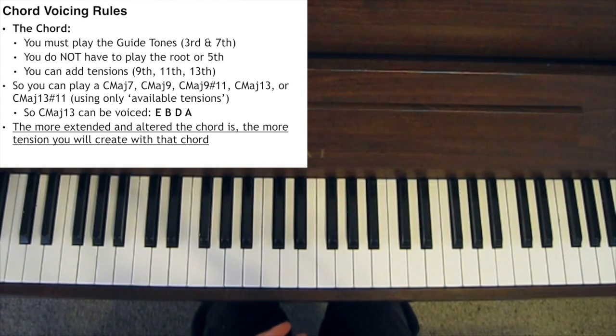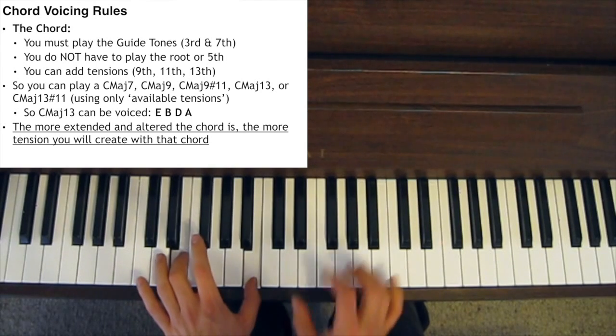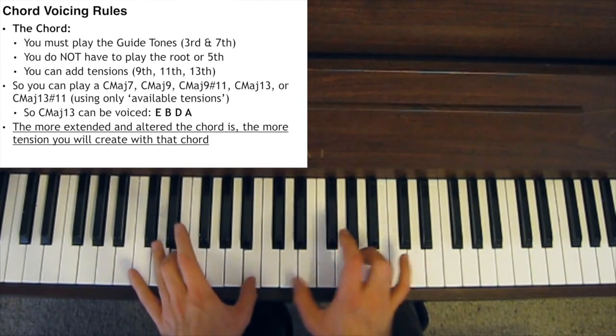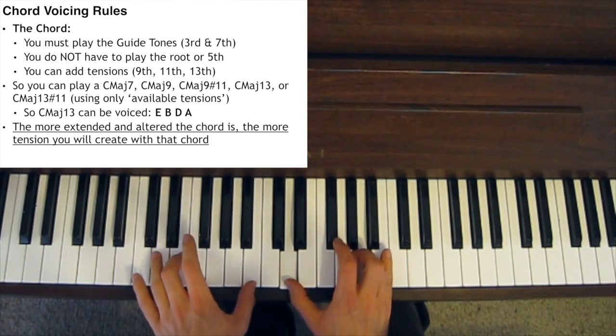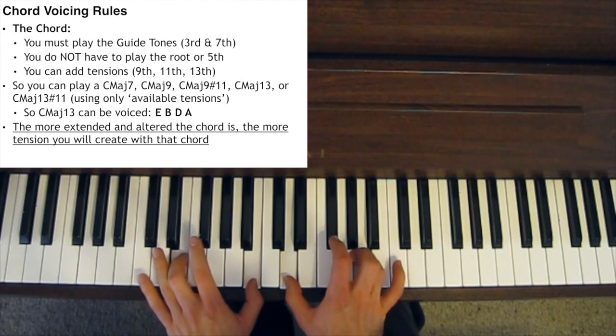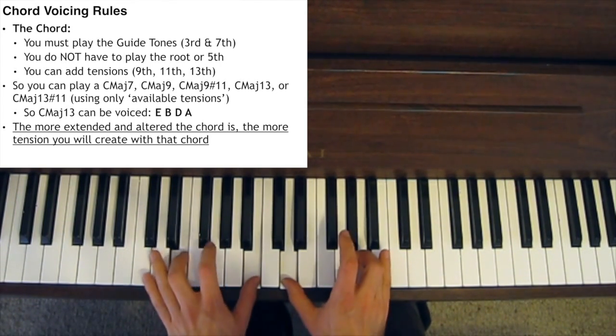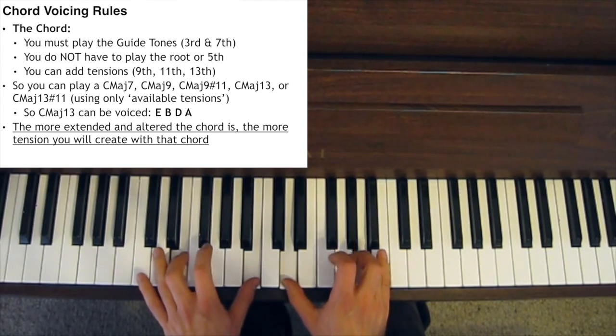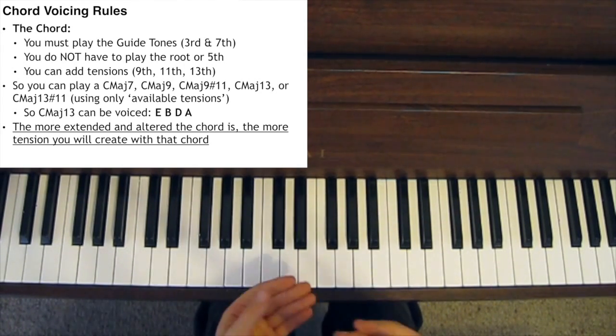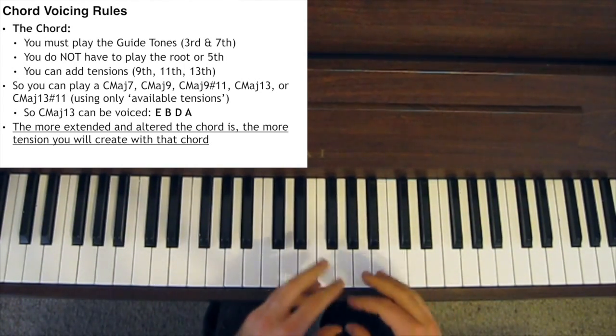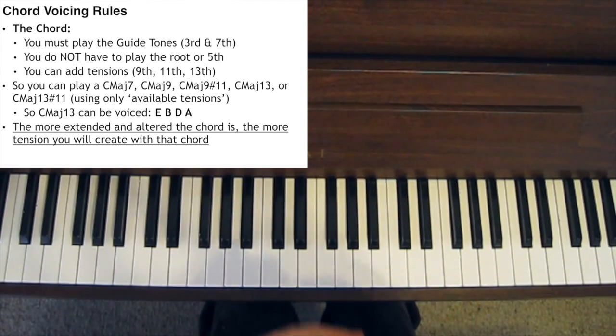So for example, you could play a C major 13 as follows: E, B, D, and A. So that's the 3rd, 7th, 9th, and 13th of a C major 13 chord, and so we've obviously omitted the root, the 5th, and the 11th. And so the more extended and altered a particular chord is, the more tension you will create with that chord.